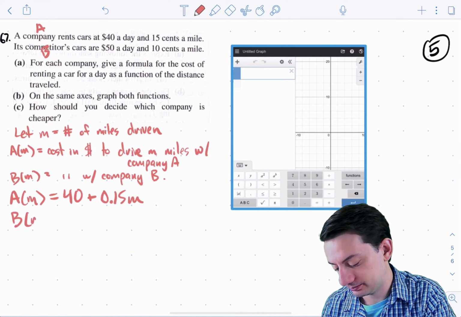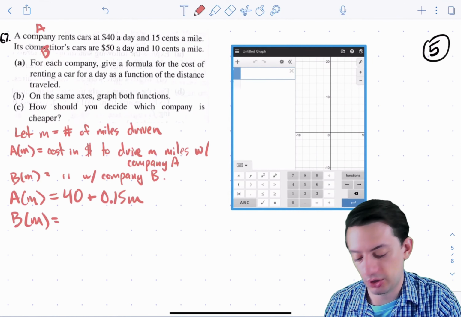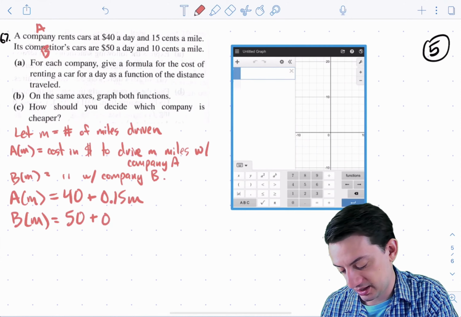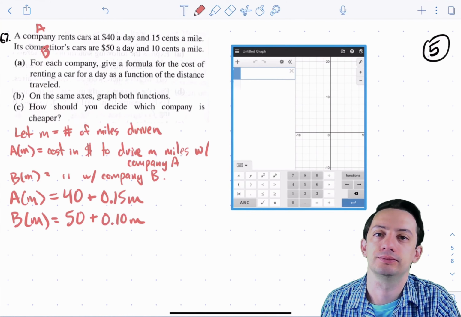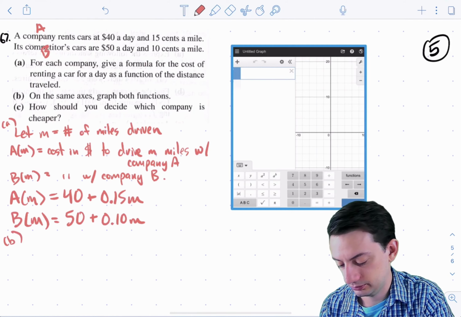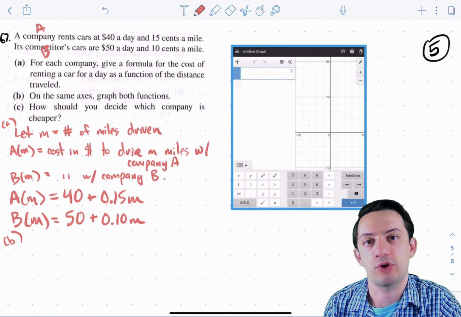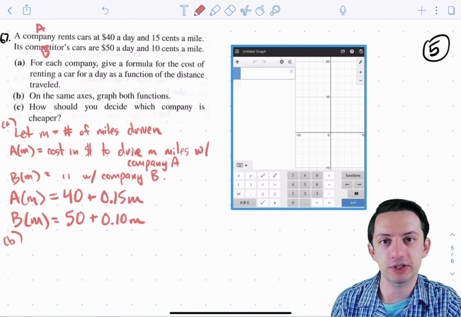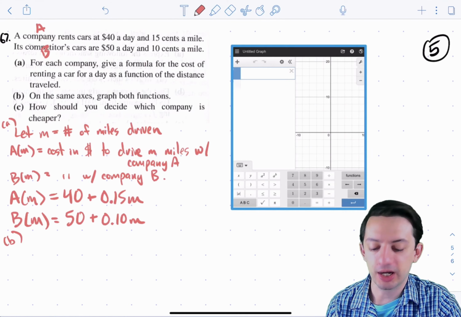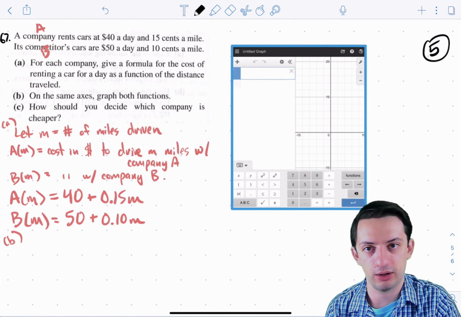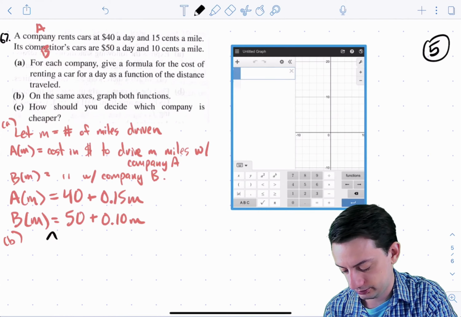Company B has that higher initial charge of $50, but the per mile charge is only 10 cents. So 10 cents is 0.10 M. That's part A. Part B says on the same axes, graph both functions. Now, because these are using both big numbers like 40 and 50 and small numbers like 0.15, we're not going to be able to draw it perfectly. We're just going to try to get a general idea, and then we'll use our little web page here to graph it nicer.